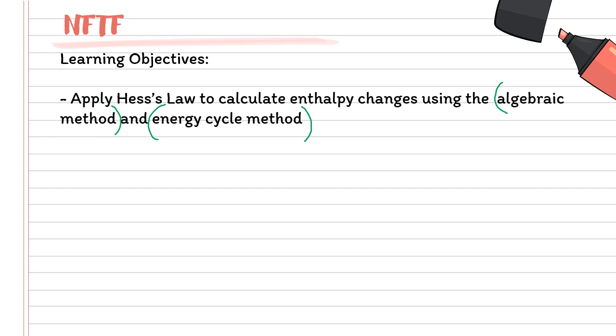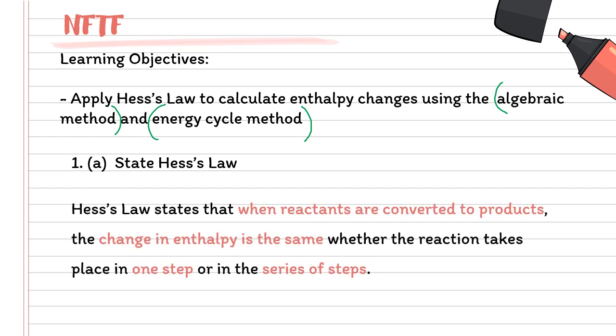So the first question asks you to state Hess's law. Hess's law states that when reactants are converted to products, the change in enthalpy, meaning the heat absorbed or released, is the same whether the reaction takes place in one step or in a series of steps. So whichever way you go, you are going to get exactly the same value. Okay?